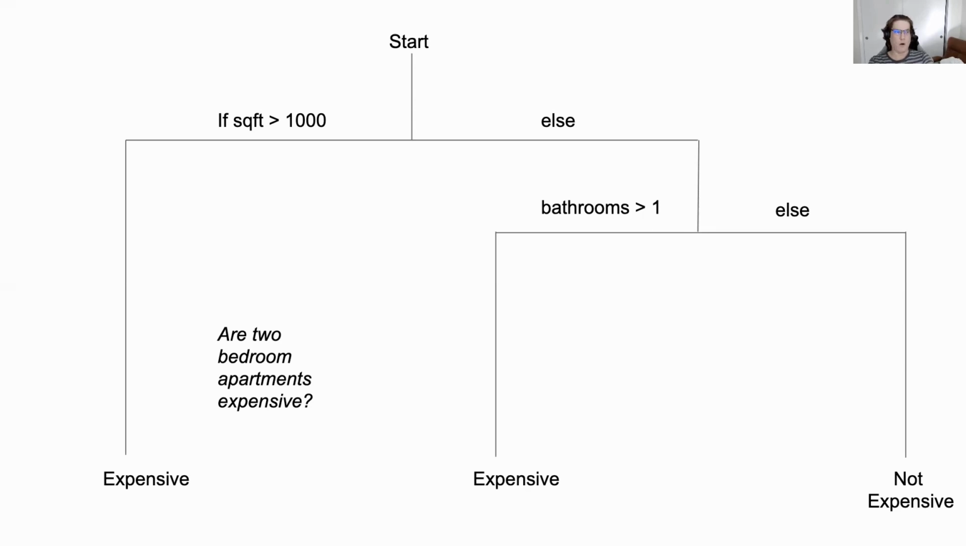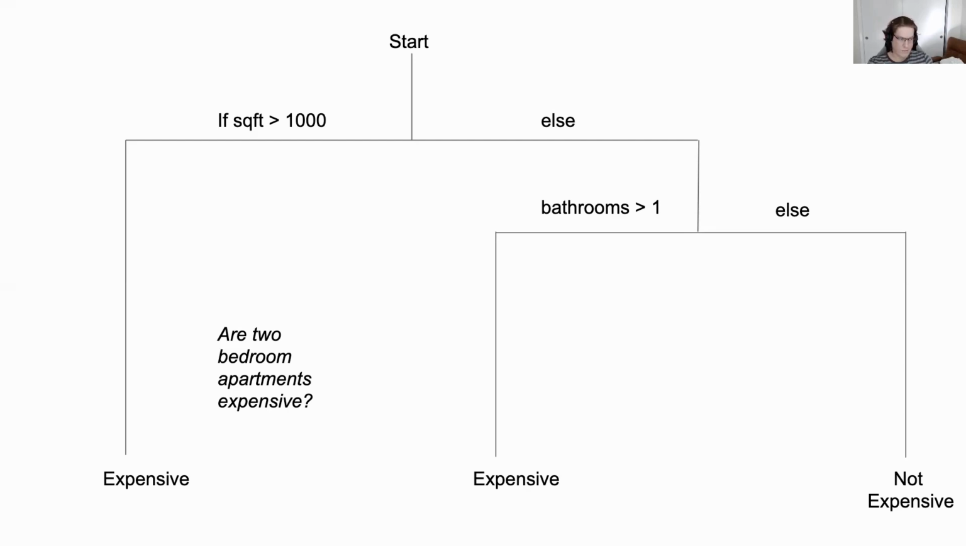So what we have here is a bunch of decisions. We start at the starting point and we look if square footage of the house is greater than 1,000, we decide it's expensive. That's likely what it's going to be. Otherwise, we have a second condition, which is that if it has more than one bathroom, it's expensive. Otherwise, it's not. This is really simple.